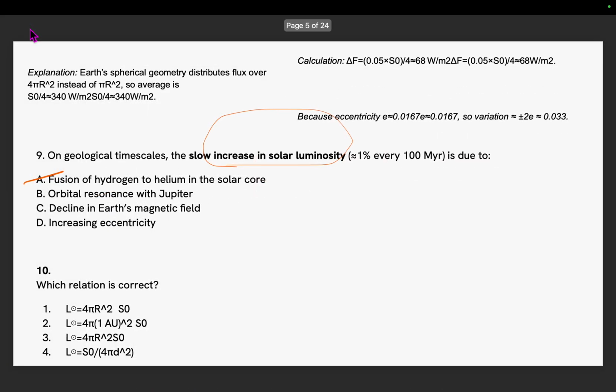Which of the following relations is correct considering S0 is the flux at Earth? Earth and the Sun's distance is 1 AU. So while considering Earth, the correct option will be option 2. And for any distance, in our lecture S0 is often denoted as the flux at Earth. So question 10, option 2 is correct.